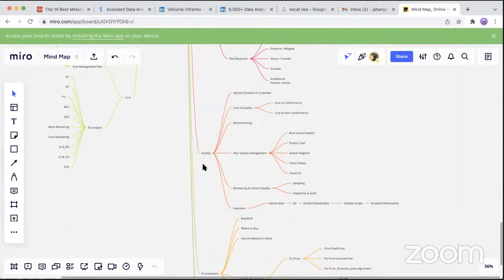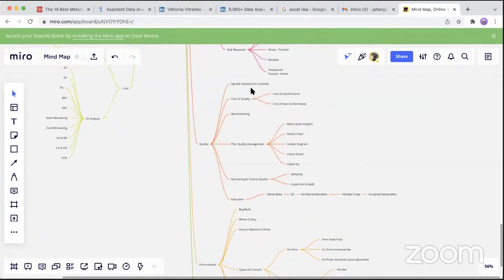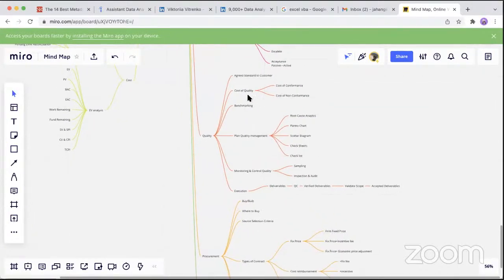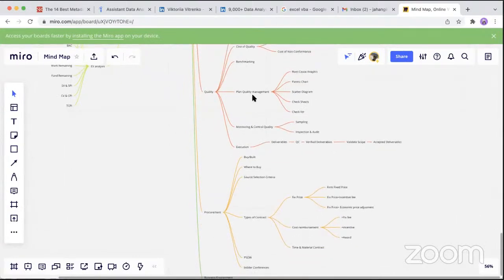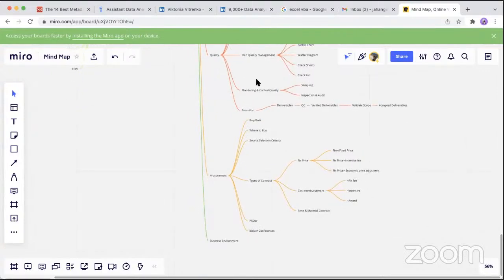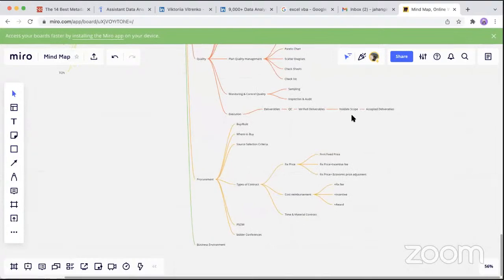And the other topic is quality. In quality, we agree with the customer upon the cost of quality. The cost of quality is of two types, conformance and non-conformance. We benchmark the quality according to market standards, and we plan quality management using root cause analysis, Pareto chart, scatter diagram, and check sheet, checklist. We monitor and control quality through sampling, inspection and audits, and we execute the managed quality. We provide deliverables to control quality, and verified deliverables are then accepted through customer validation.